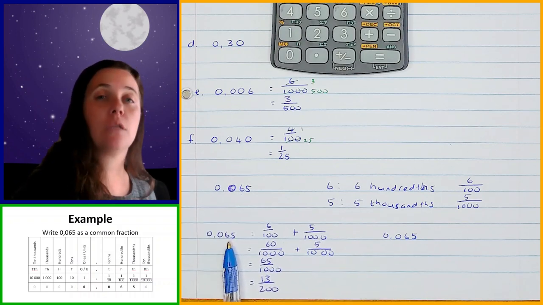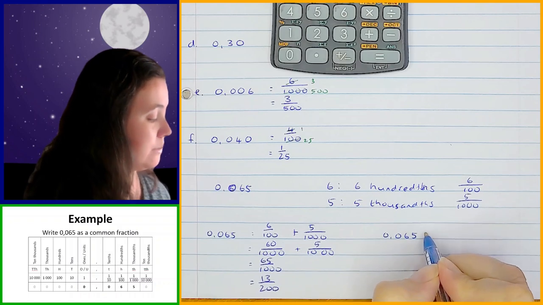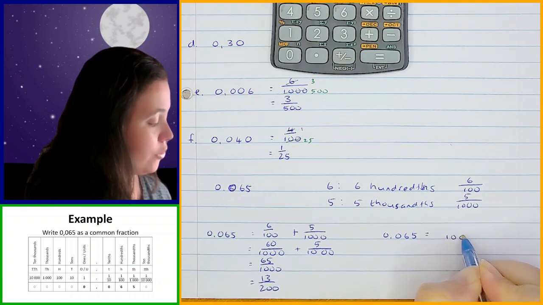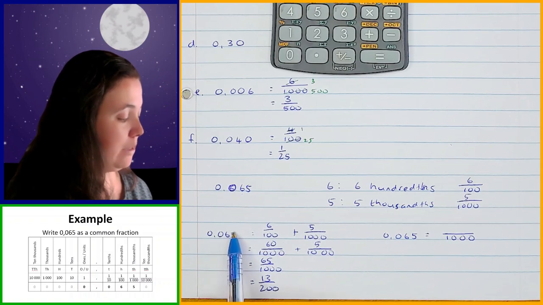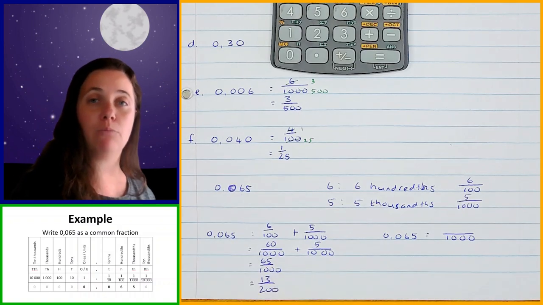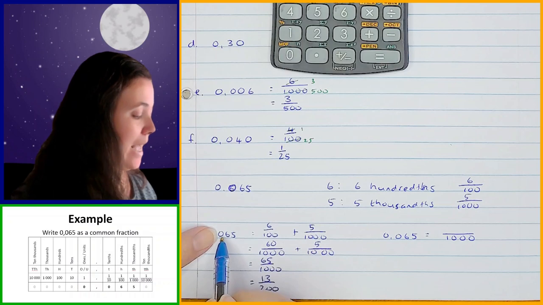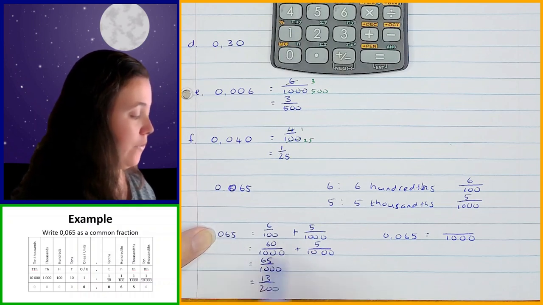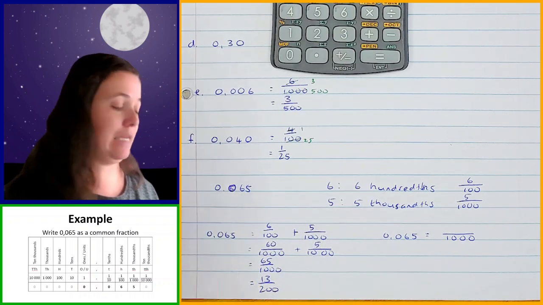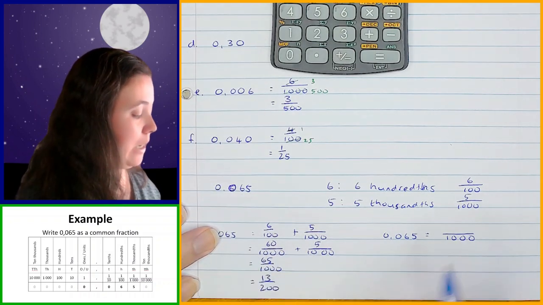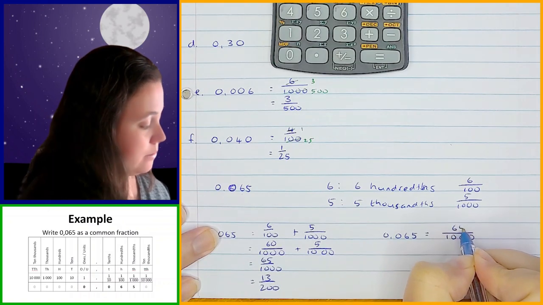So I'm going to use the thousandths position and work with that. So I'm going to have something over 1,000. And then I'm going to take the whole number from the decimal point onwards and write that over 1,000. Now, I don't need to write the zero because it's in front of all the other digits and it doesn't make any difference. So I'm going to write 65 over 1,000.